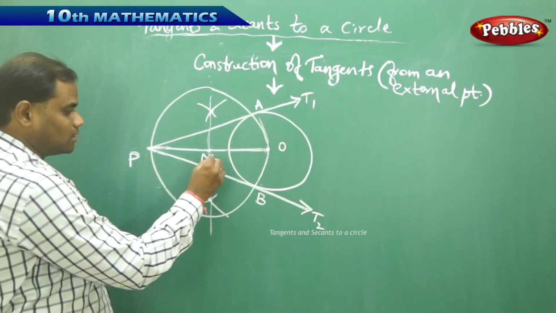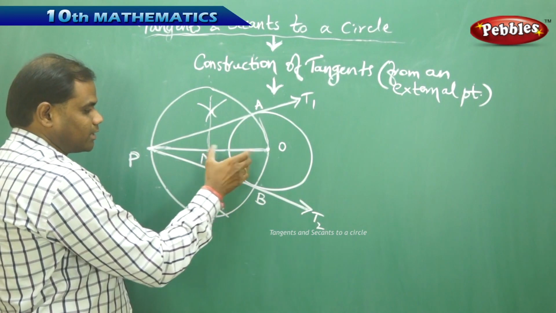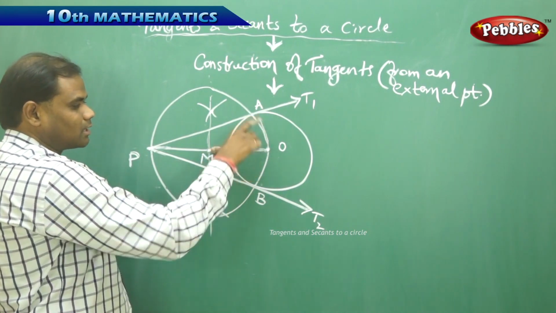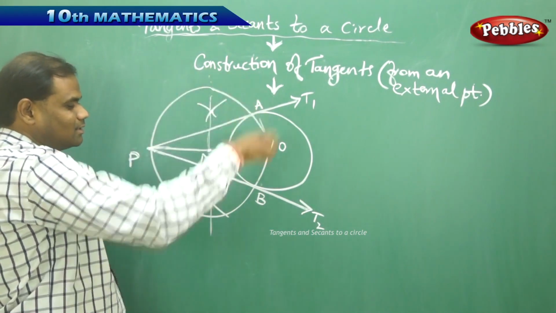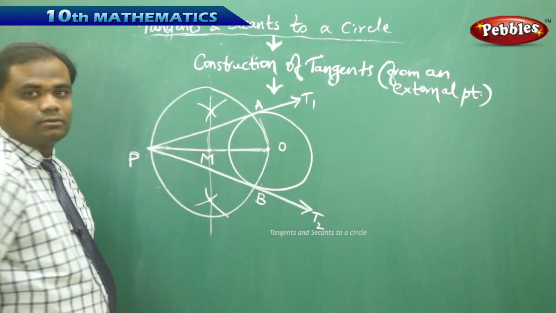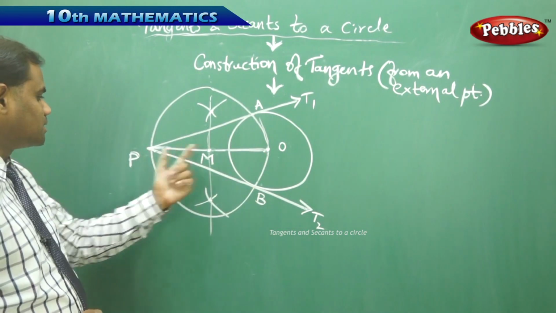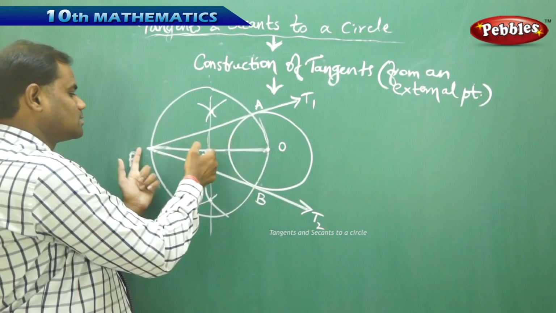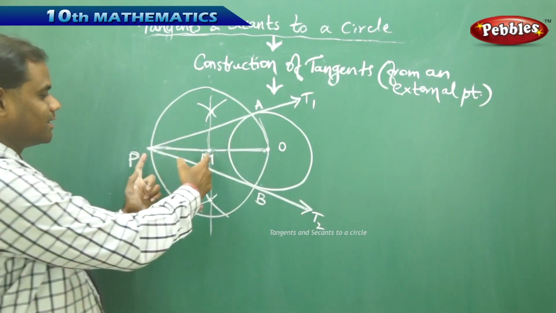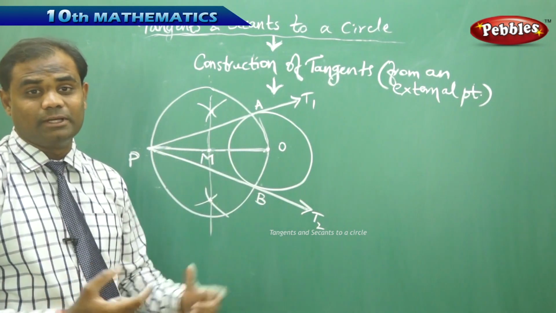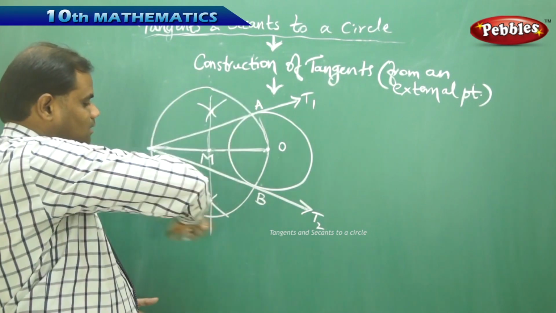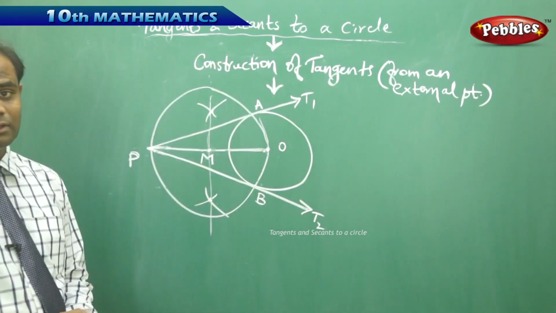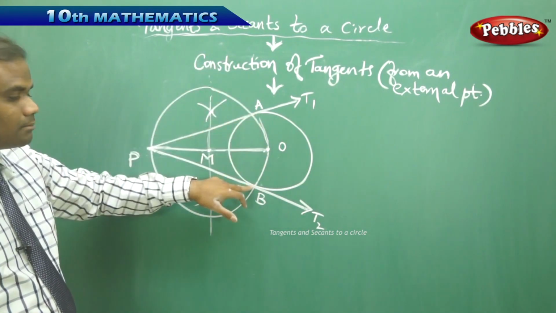Now once I locate the midpoint M, I take OM as radius, and using a compass I draw an entire circle passing through O and P. Obviously it passes through P because these two distances are equal. They act as the radii for the bigger circle. So drawing the circle, I get the bigger circle which cuts the smaller circle at A and B.